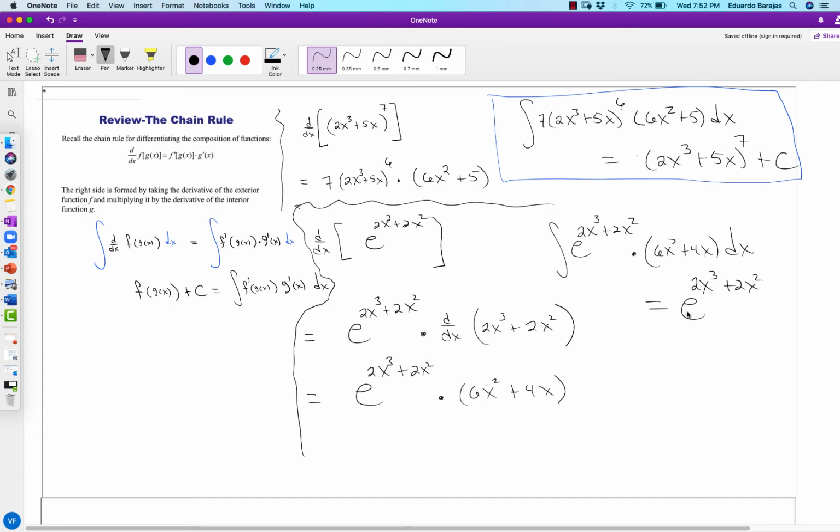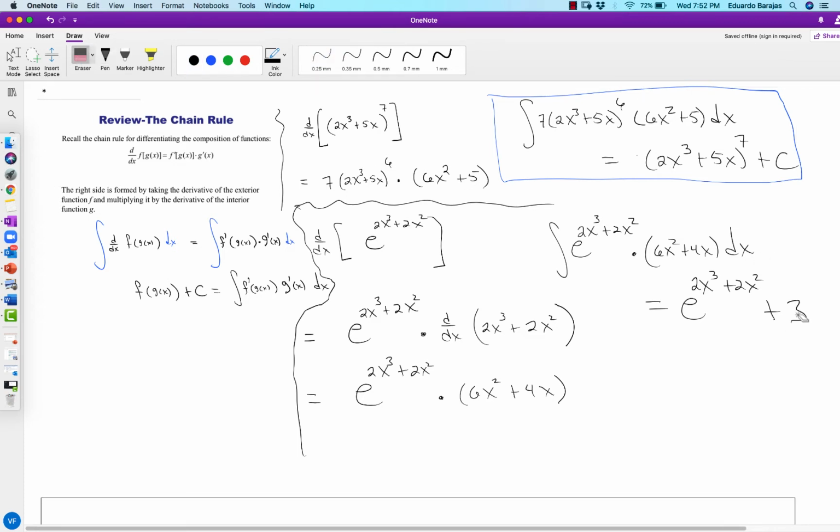But also, I could just add an extra number here, like say 3, because when I take the derivative of 3, it's going to be 0. So I can always have a constant at the end. So don't forget that constant. Plus some constant. And there you go. It's easy.